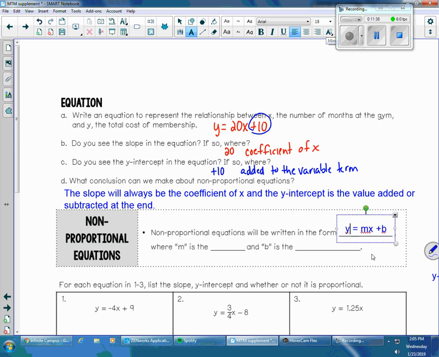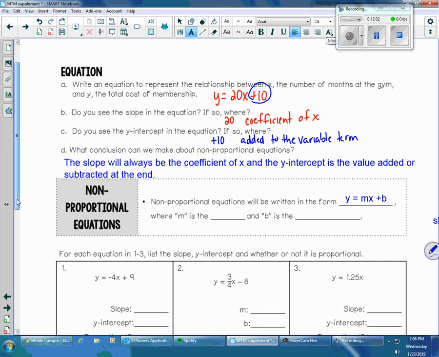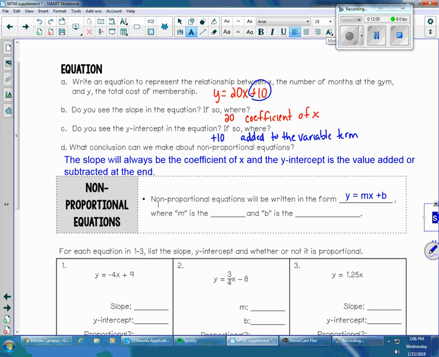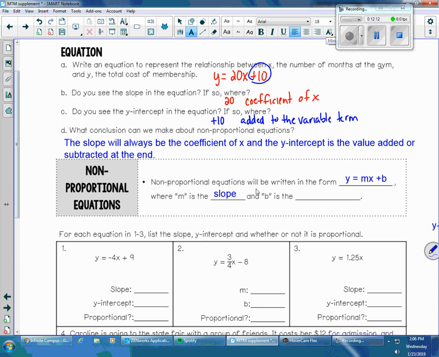So non-proportional equations will be written in the form y equals mx plus b. M is your slope, b is your y-intercept. We use b to represent the y-intercept. I'm not 100% sure why, but the y and the x, those are your coordinates. So you're going to be plugging in coordinates that make the equation true. M is the slope, and b, of course, is the y-intercept.